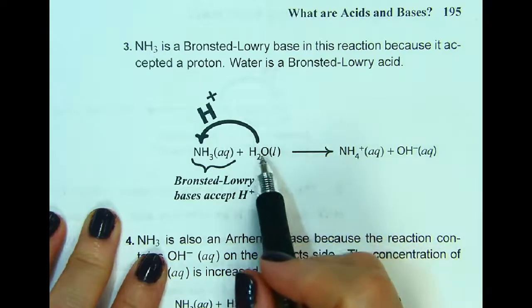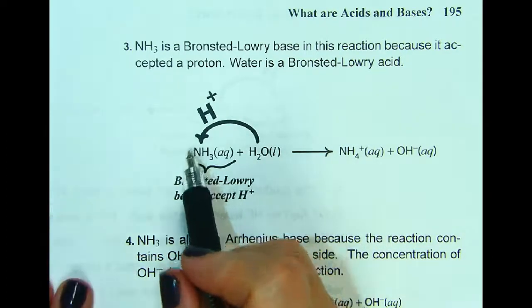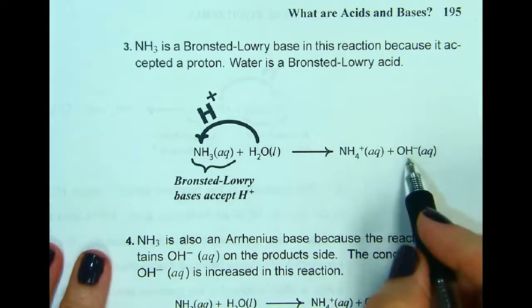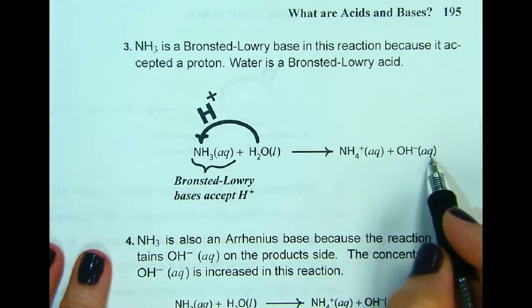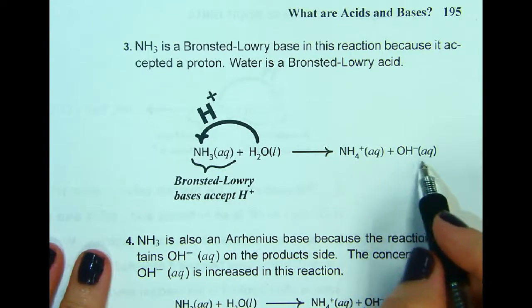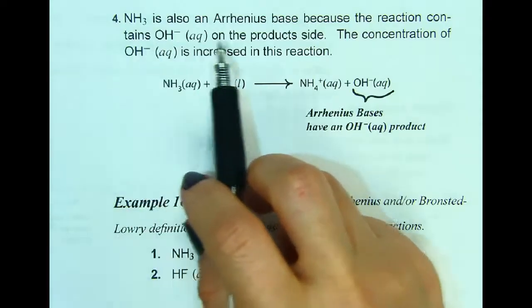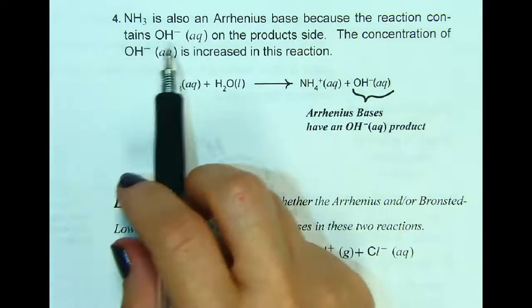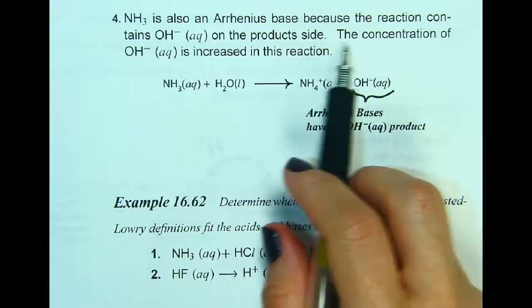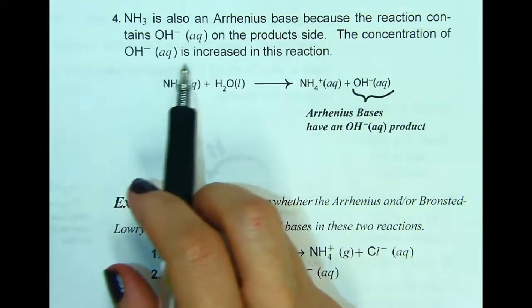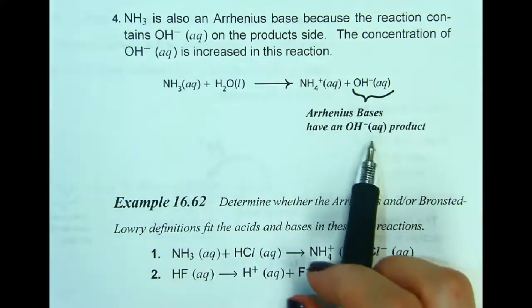So we have a Bronsted-Lowry acid and a Bronsted-Lowry base. And because we yielded hydroxide aqueous ions, that means we also have an Arrhenius base. Ammonia is also an Arrhenius base because the reaction contains hydroxide aqueous on the product side. The concentration of hydroxide aqueous is increased in this reaction.